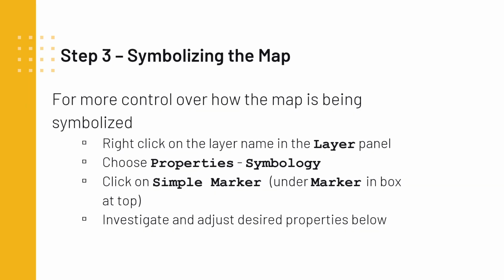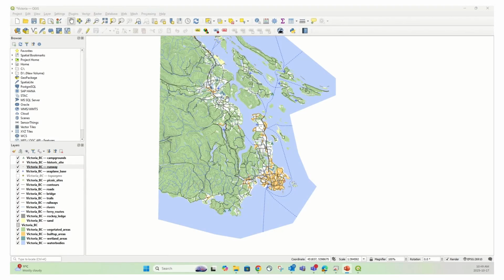If you want even more control over how the items on your map are being symbolized, right-click on the layer in the layer panel, choose Properties. Under Symbology, click on the Simple Marker option that's under Marker at the top, and investigate and adjust whatever desired properties you'd like. As you can see, I've spent some time symbolizing my map. Hopefully yours is looking a little bit better than it did when we first started, and closer to what you want it to be. As I mentioned, you can have more control over your various features.